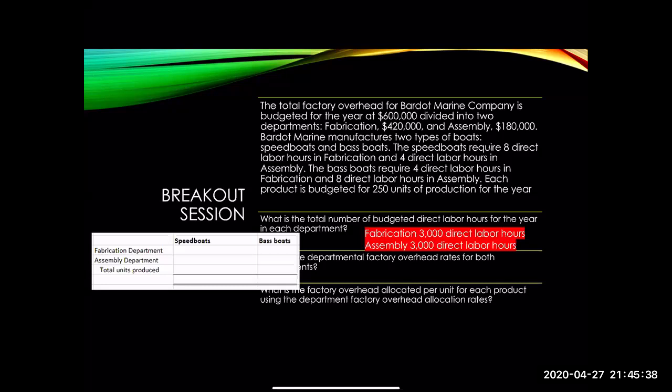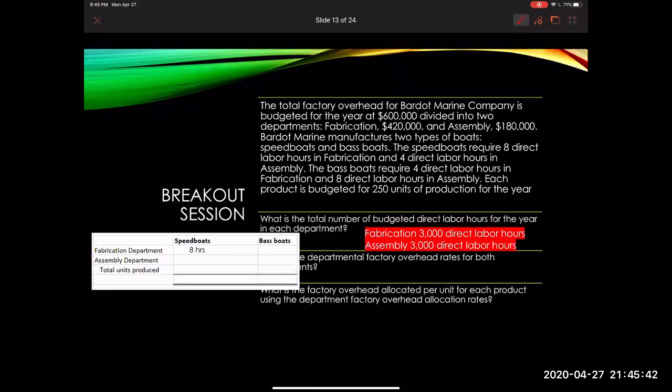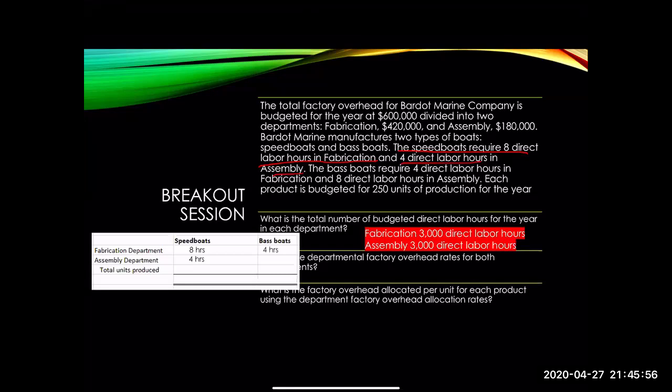Now for the speedboat, it tells us that 8 hours is required. So here, it tells us that the speedboat requires 8 hours of labor in the fabrication department and 4 hours in the assembly department, right? So there we have it. So a total of 12 hours. And then after that, for the bass boat, we're going to go through the same thing.